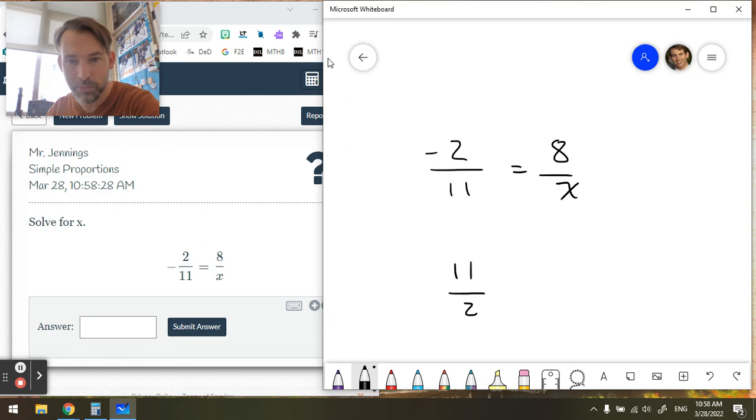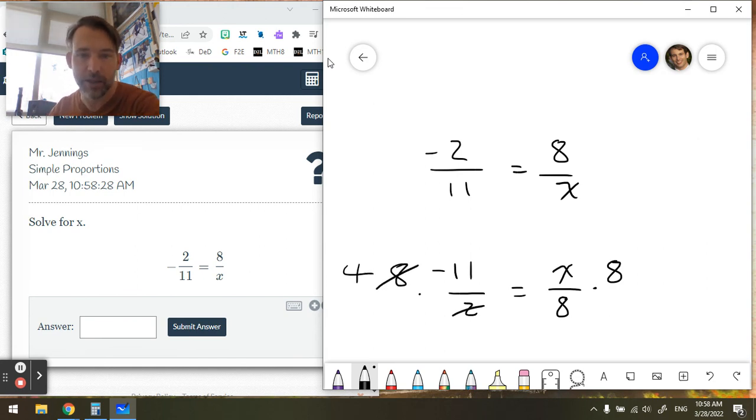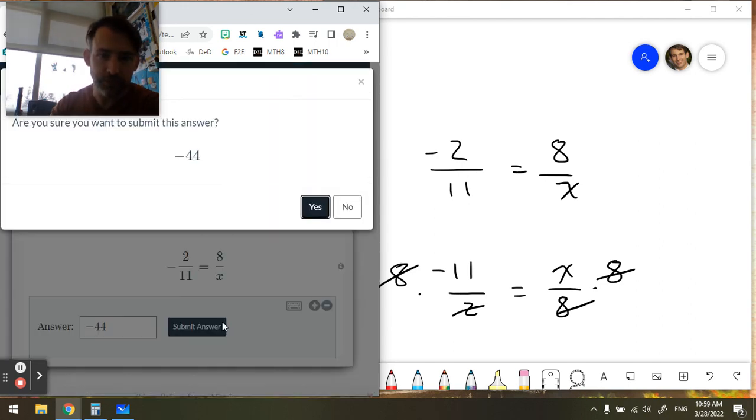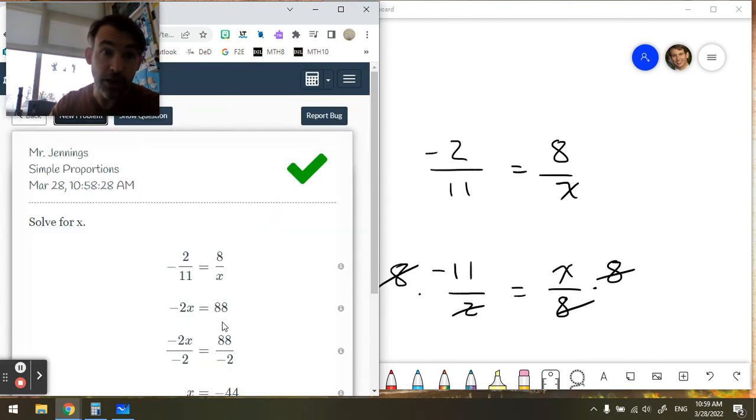11 over 2, but it's negative, equals x over 8. Multiply both sides by 8. Negative 88 over 2. Well, that's not very good. This can be 4 and that can be nothing. All right. Well, 1. This is 1. So this is negative 44.